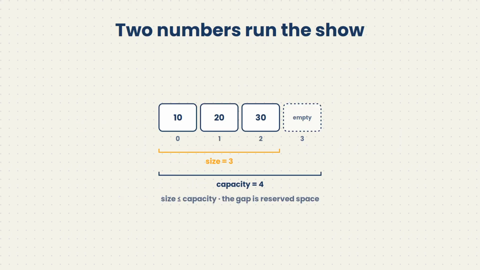Size is how many elements you have actually added, what you see and use. Capacity is how many elements the underlying storage can hold before it must grow. Size is always less than or equal to capacity. The gap between them is just empty, reserved space waiting to be filled.